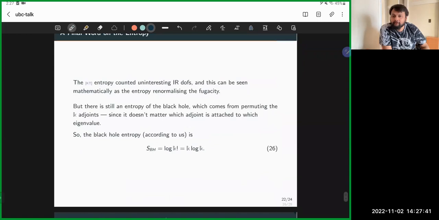A small final word on entropy. As I mentioned, the KT entropy kind of counts uninteresting higher degrees of freedom. And mathematically, you can see it as basically that the entropy renormalizes the fugacity. So I mentioned that the MQM fugacity and the bulk fugacity had this renormalization. And the entropy exactly does this renormalization. Okay.